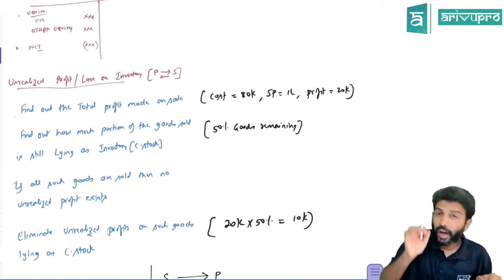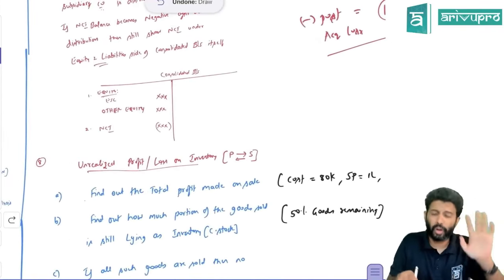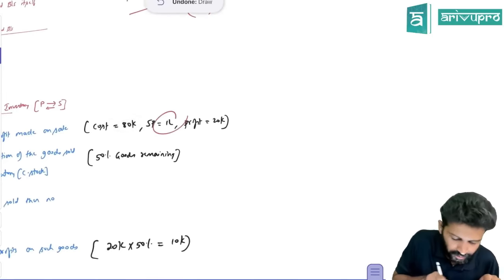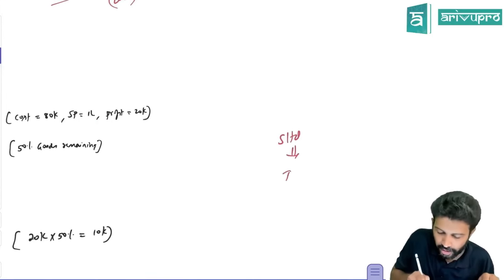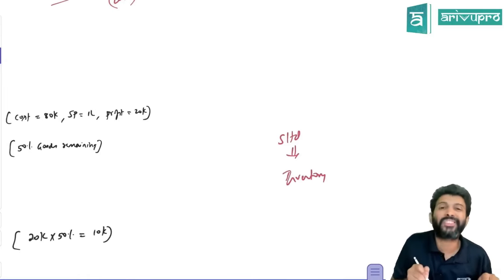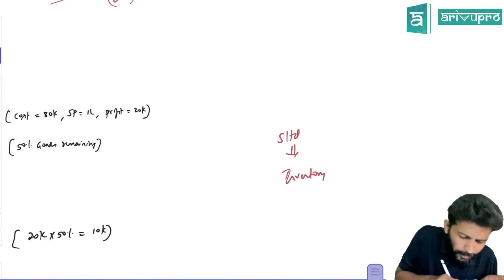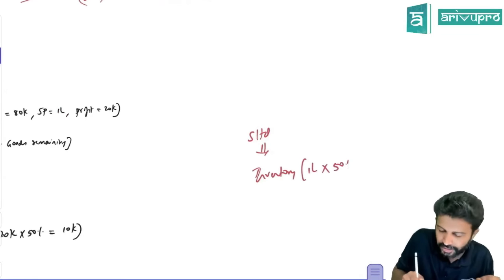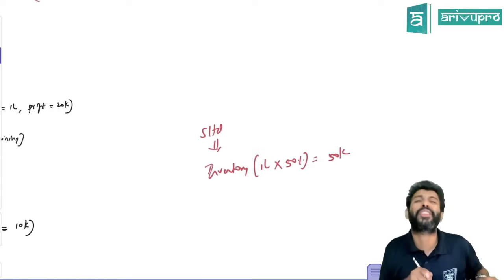Now, the heading is unrealized profit on inventory. Think logically. The cost of the goods is 80,000, but parent sold it for 1 lakh. That means the subsidiary company, let's say S Limited, if they have some goods, will show them as inventory. Obviously, subsidiary company purchased these goods by paying 1 lakh, so they will show it at 1 lakh, but 1 lakh is for 100%. They have only 50% of the goods remaining. That means inventory is shown by subsidiary in their books at 50,000.